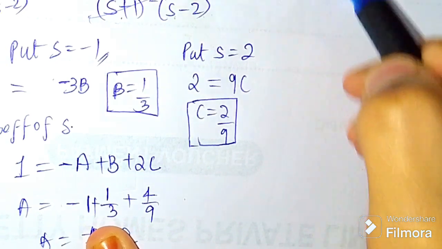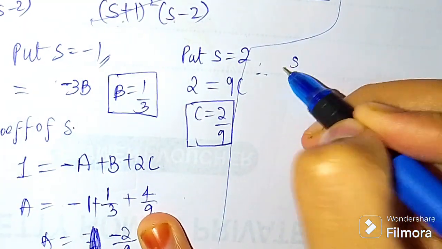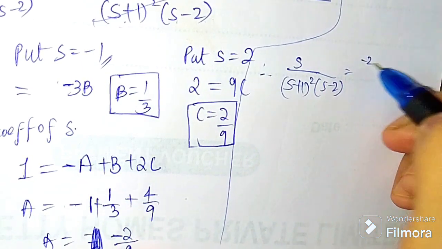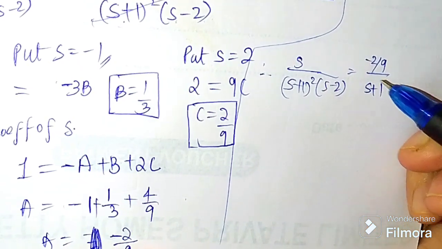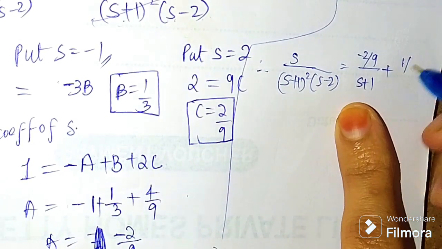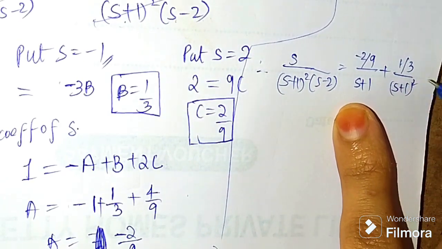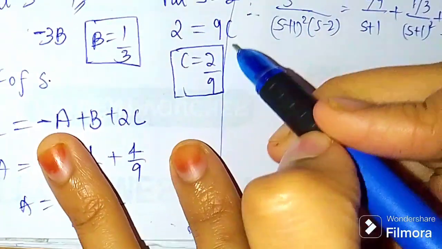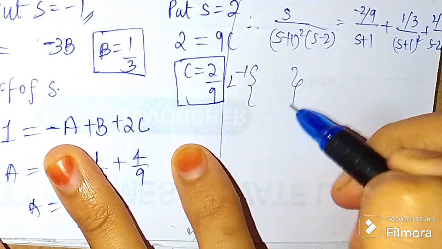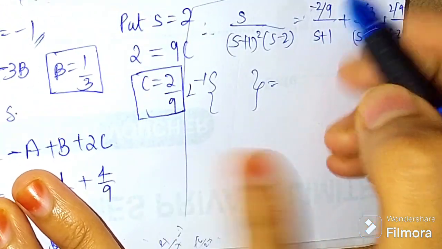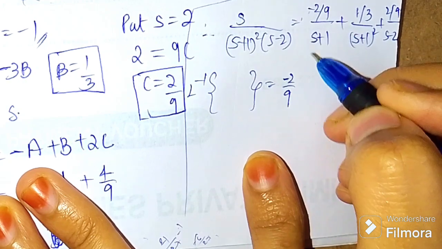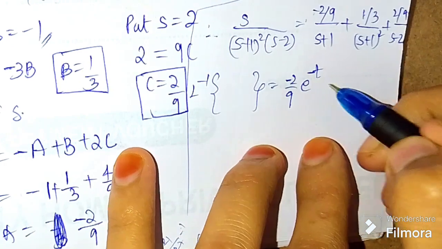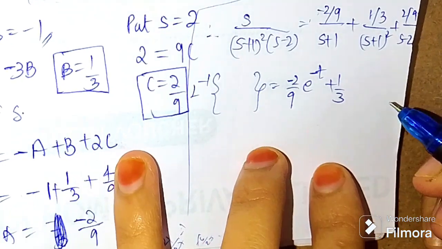So then you'll write here, therefore s by (s plus 1) whole squared into (s minus 2) is equal to minus 2 by 9 by (s plus 1) plus 1 by 3 by (s plus 1) whole squared plus 2 by 9 by (s minus 2). Now by linearity property, the inverse is minus 2 by 9 into the inverse of 1 by (s plus 1), which is e power minus t. Okay, this one plus 1 by 3, this one being (s plus 1) whole squared.